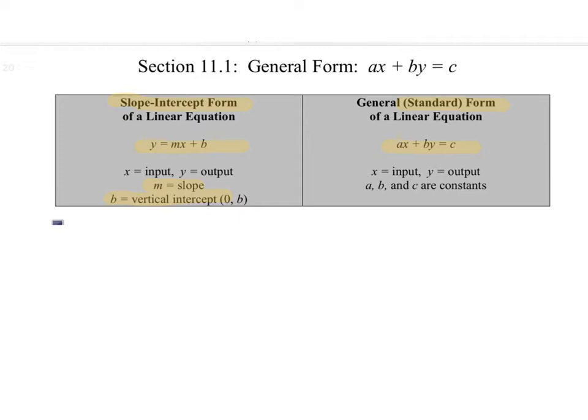Now, fun thing is, Desmos will graph them in whatever form they're in. So it doesn't really matter for us which form it's in to be able to graph it, but we want to be able to pick out the things that are important from it too.